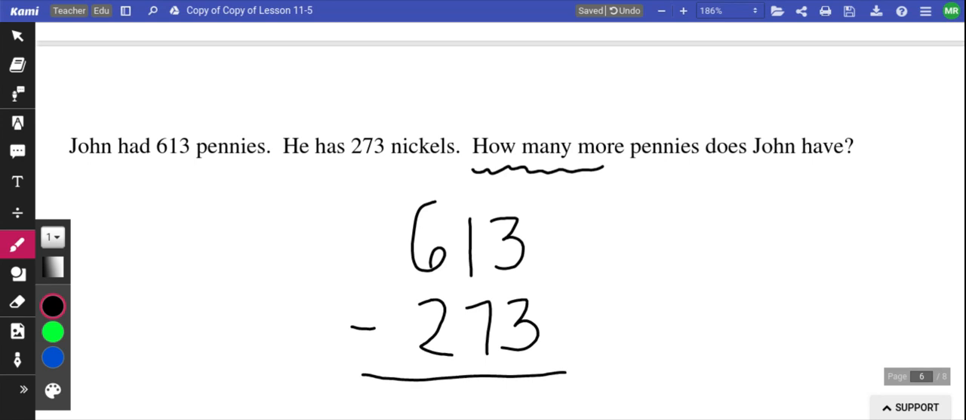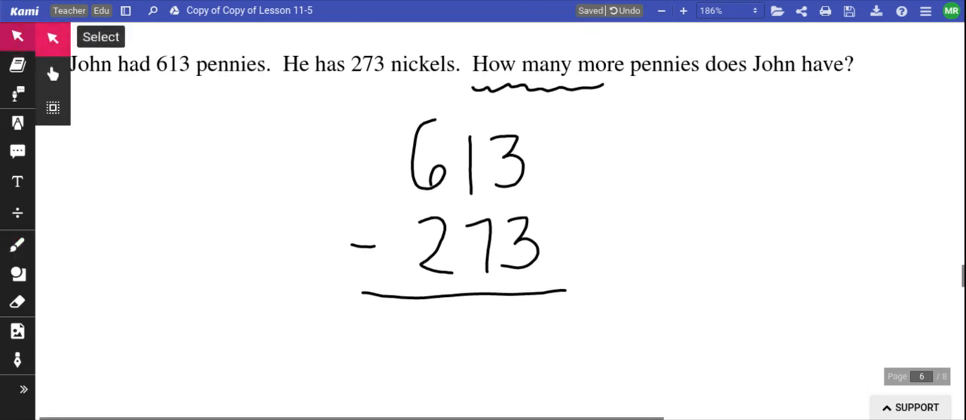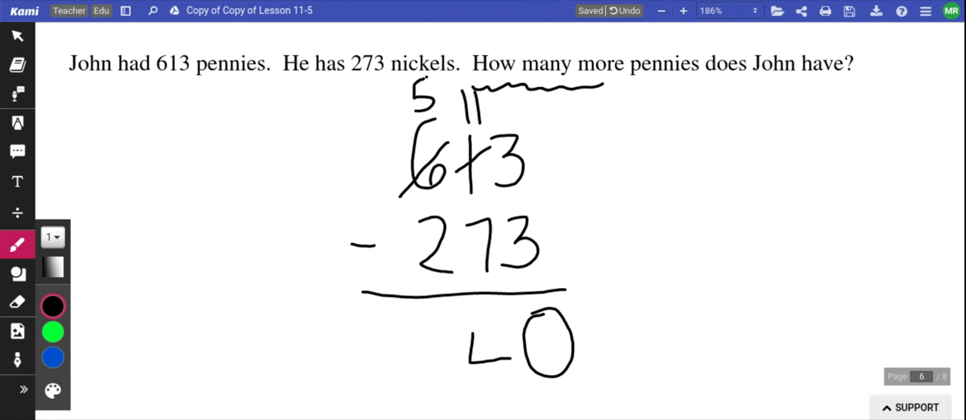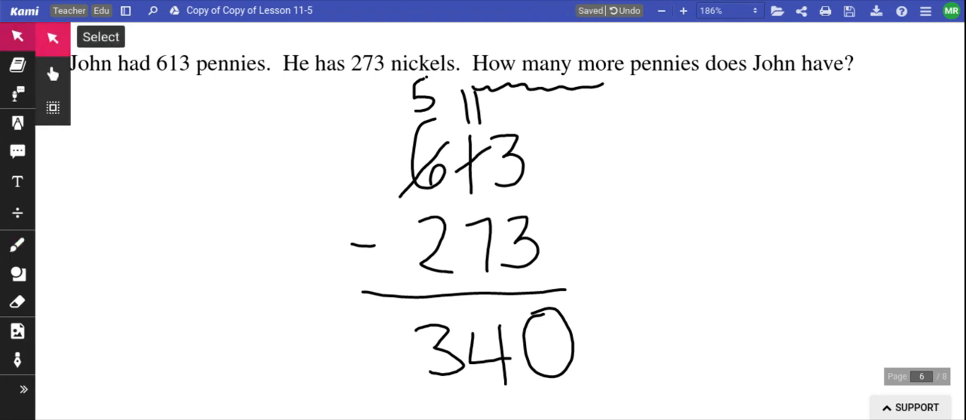Well, let's try to figure out what we should do here. So let's think about the cookies. 3 cookies. Could I eat 3 cookies? Yes. 3 minus 3 is 0. Okay. 1 cookie. Can I eat 7? I can't. That would be impossible. So I go next door. I borrow. This 6 becomes a 5. This 1 becomes an 11. 11 minus 7 is 4, and 5 minus 2 is 3. He's got 340 more pennies. I'm sure he'd prefer to have 340 more nickels.